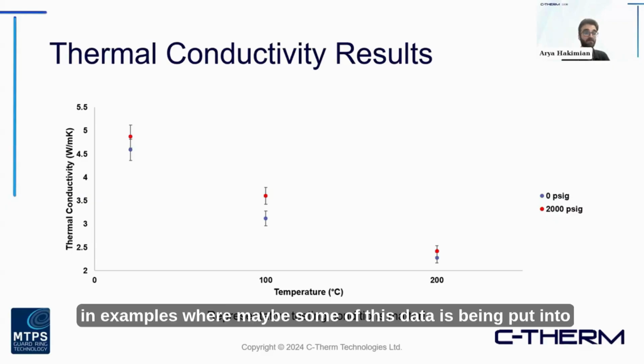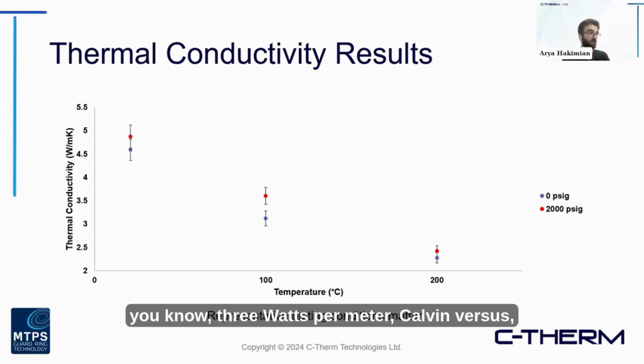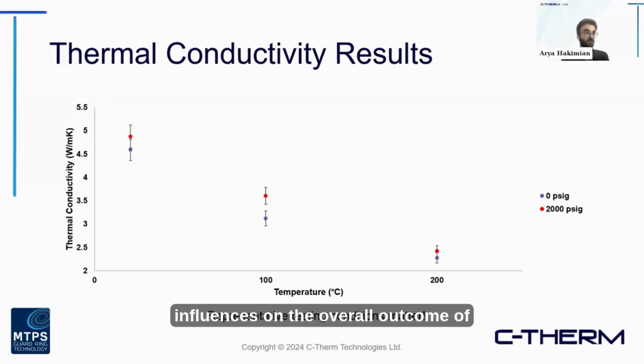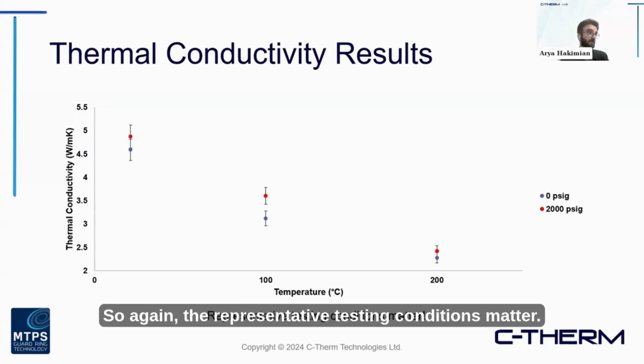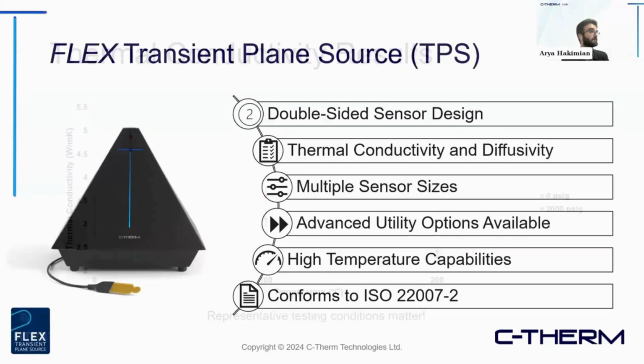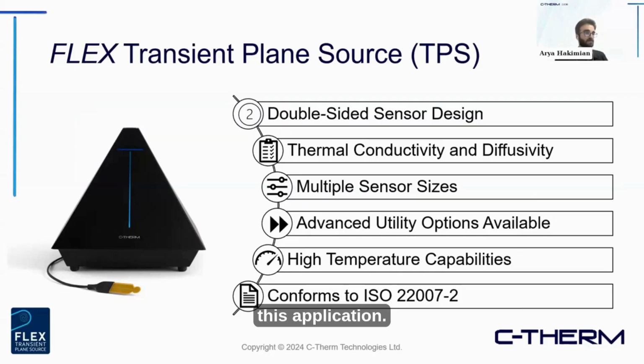So, in examples where maybe some of this data is being put into perhaps modeling of some of these systems or processes, that difference of, say, 3 watts per meter Kelvin versus 3.54 could potentially lead to some significant influences on the overall outcome of those studies. So again, the representative testing conditions matter. So, that was a few examples on the MTPS. And again, we see quite a lot of use case with the MTPS in this application.